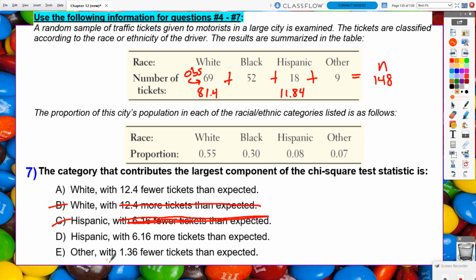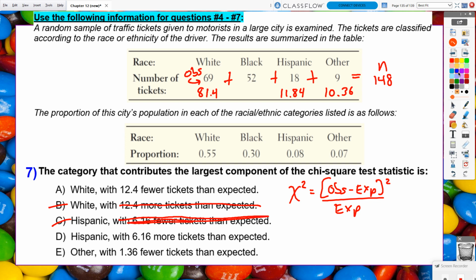And then other, we didn't actually calculate, but let's take a look at it. So it's 7% times 148. Its expected count is 10.36. So we saw fewer than what we expected. So this one's still okay. This actually holds true so far. But what we're going to need to do is figure out, using that chi-square formula of observed minus expected quantity squared divided by expected, which one produces the larger value.